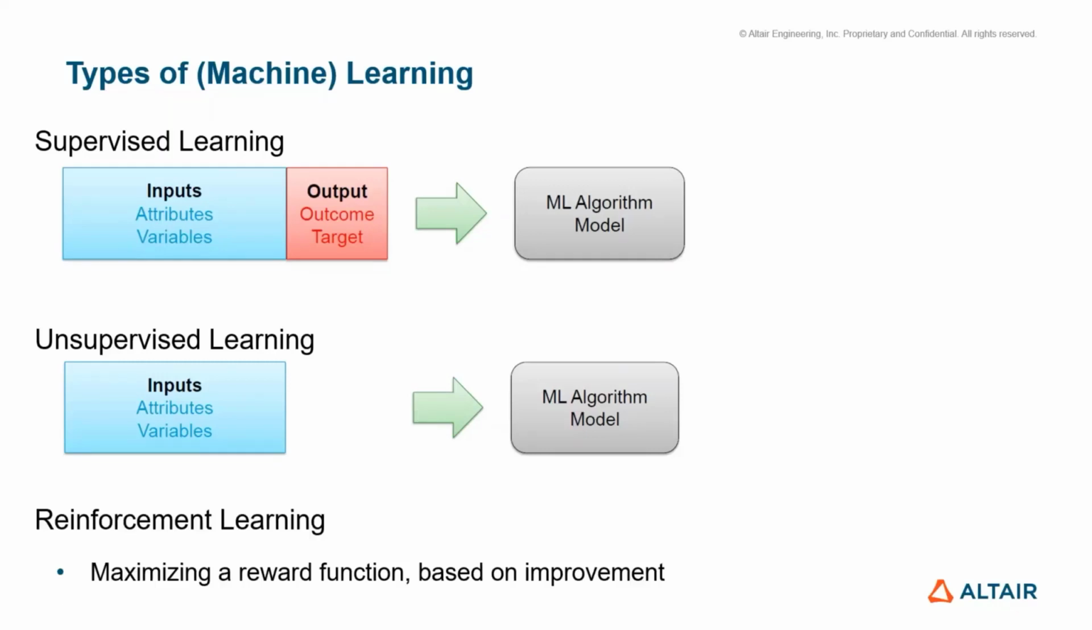And the reinforcement learning model is completely different. It is maximizing a reward function based on improvement. Think about it, most of you might be playing video games. So you play a chess game with the computer, right? The game is deciding what move to take based on your move. So the algorithm has learned by itself how to play chess, and it has learned so much that now it is an expert, better than you also.